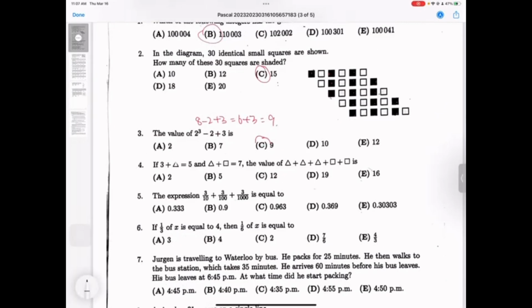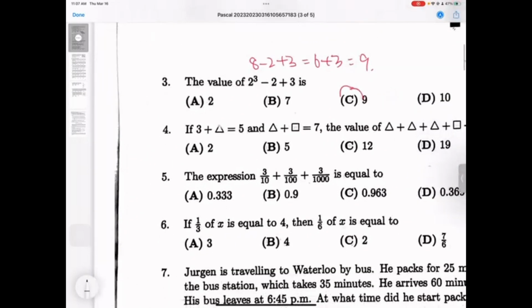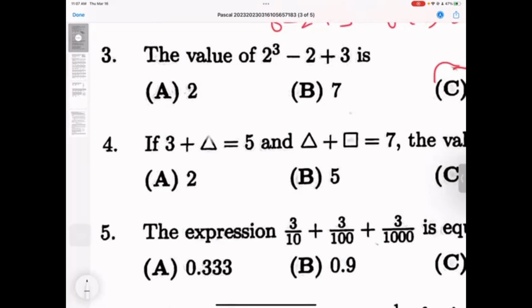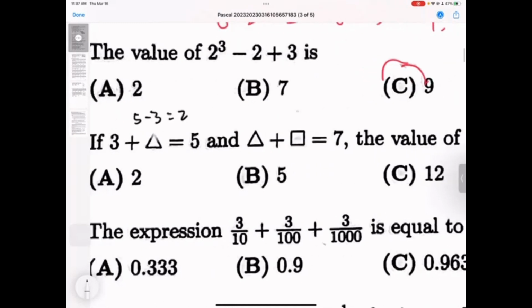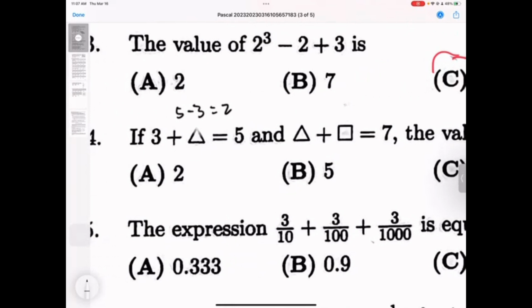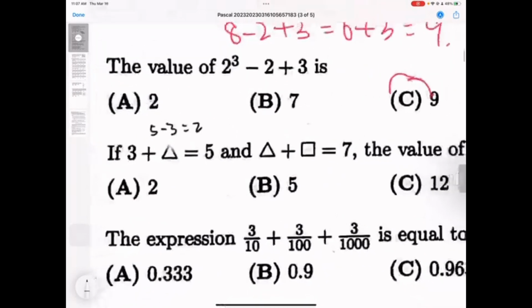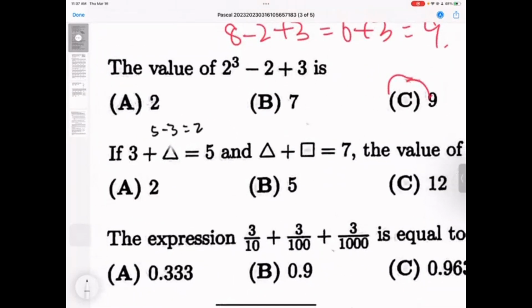Okay, so for question 4, it is asking us to solve an algebra. So first we can start from the value of the triangle, and it is 5 minus 3 equals 2. And then we just basically replace all of the value of the triangle with number 2. So this is 2 plus what equals 7, and we can easily find out that this is 5.